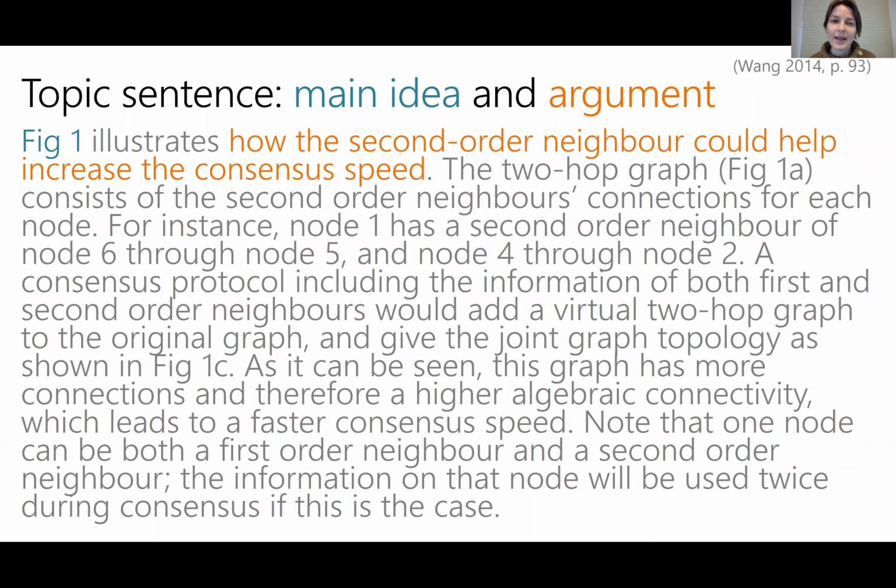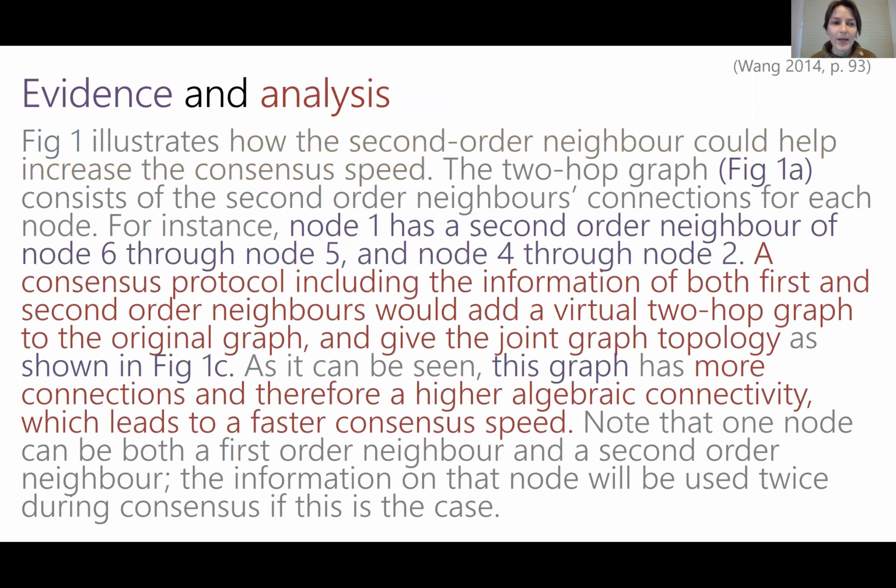But the key thing, and this is something that a lot of people miss out on when they're writing reports, is to have the argument or the key message. In orange here, we see that figure 1 illustrates how the second order neighbour could help to increase the consensus speed. So this is really about that key message of why is this an effective protocol that they're looking at. So that key message is in the topic sentence, as well as having what's the paragraph talking about.